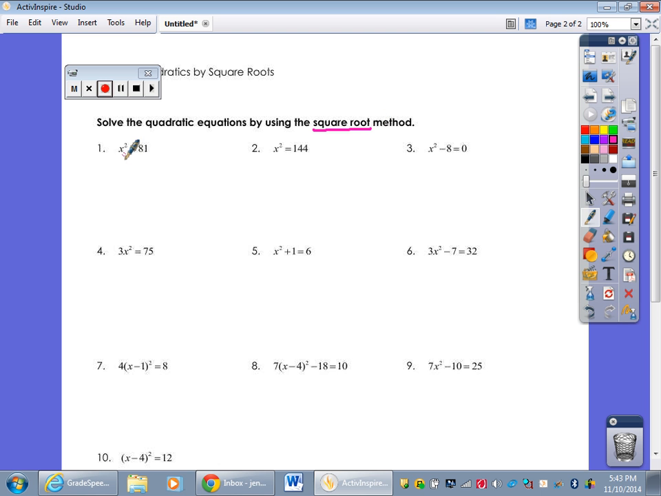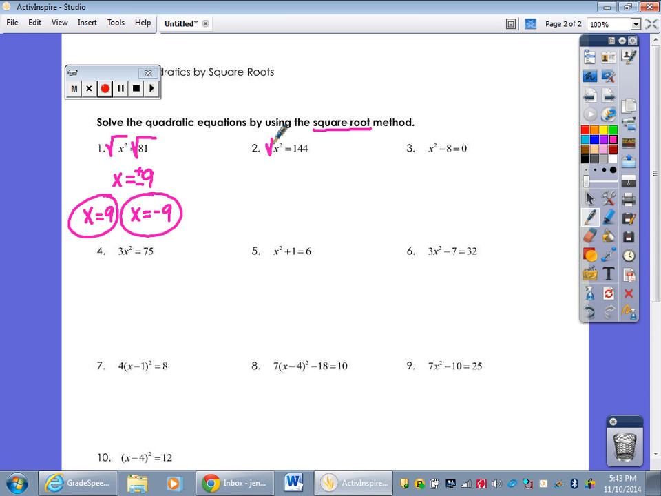So in this case, if I want to get x alone, I am going to take the square root of both sides. The square root of x squared would give me x, that's what I want. And the square root of 81 is plus or minus 9. You have to remember your plus or minus 9. So this means that my answers are x equals 9 and x equals negative 9. Those would be our two solutions, or our two x-intercepts when we graphed it.